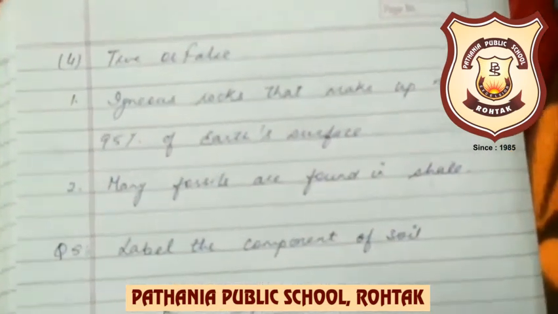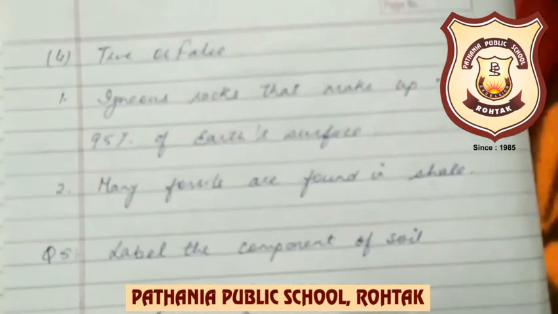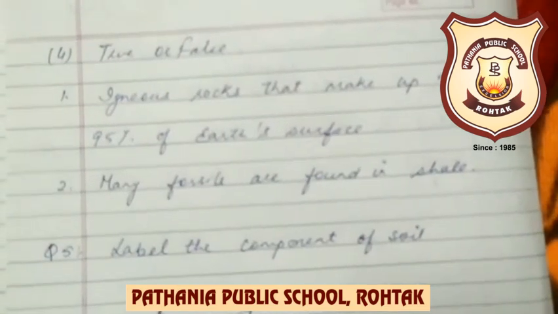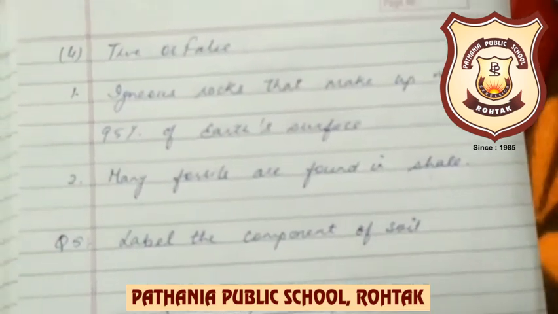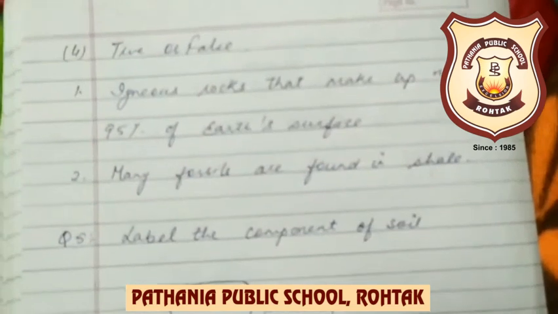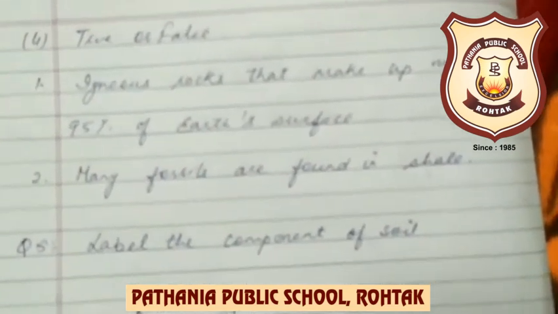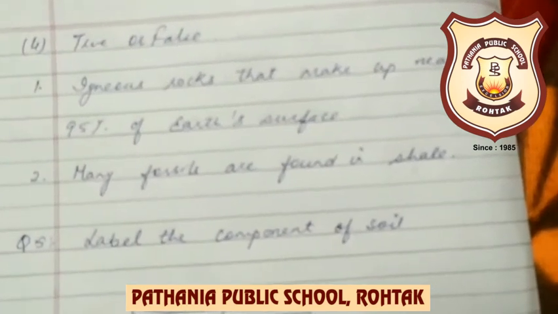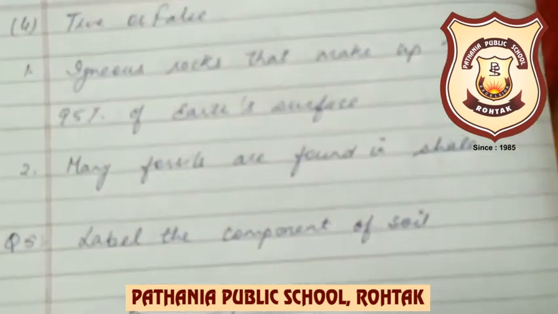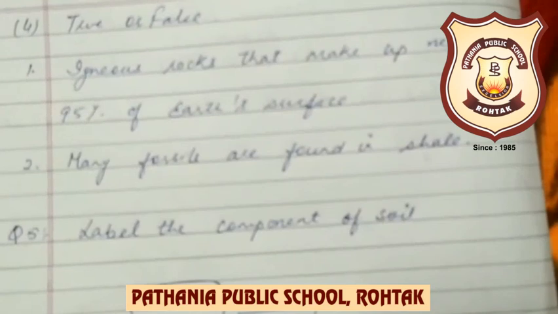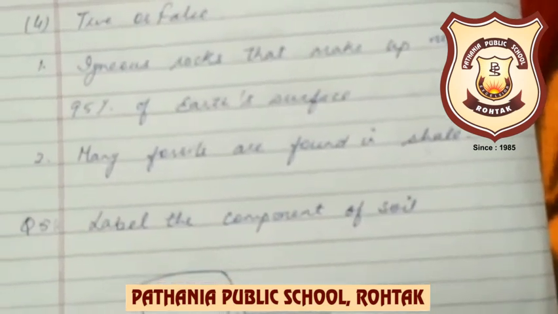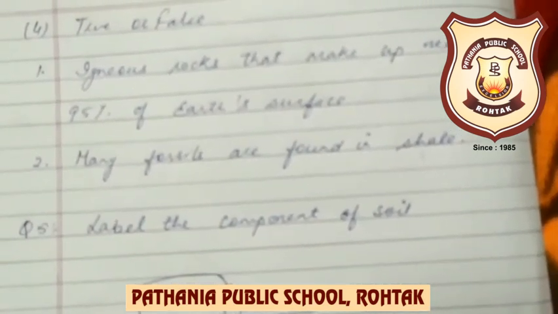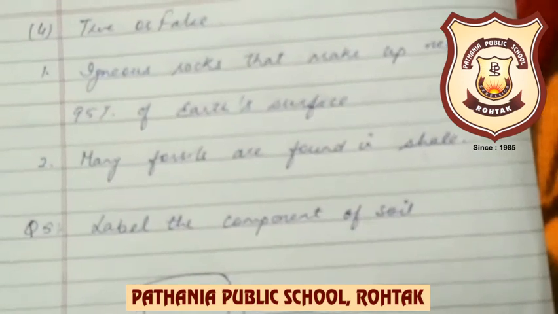Now, beta, true and false. First, igneous rocks make up nearly 95% of Earth's surface. Is that true or false? Second, many fossils are found in shale. Is that true or false? Write down the correct answer.